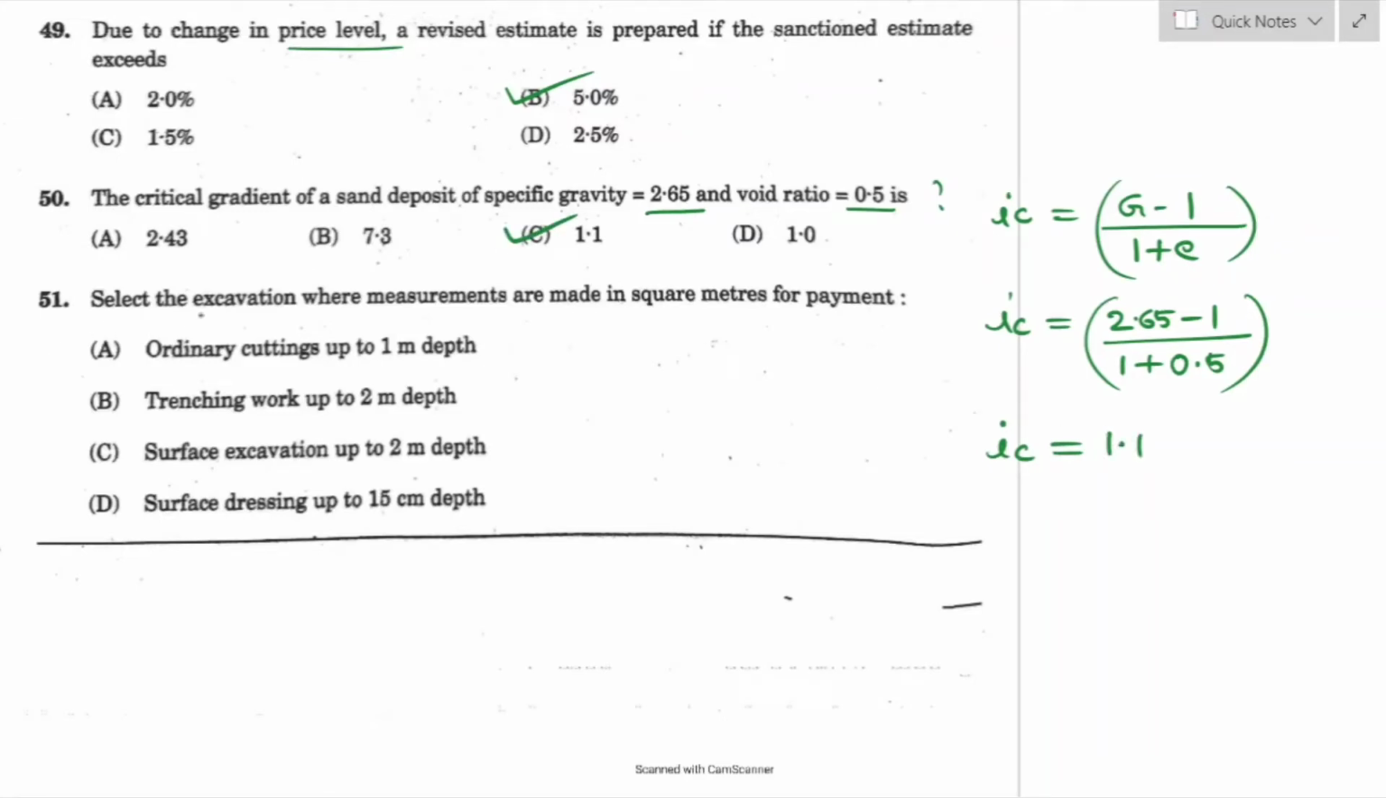Question number 51. Select the excavation where measurements are made in square meters for payment. We know that excavation is usually measured in cubic meters for any type of soil. However, according to ISI, excavation over areas not exceeding 30 cm and dressing not exceeding 15 cm is considered as surface excavation, stating that it has an average depth of excavation. So, if the depth of surface dressing is less than 15 cm and measurements are taken in square meters for payment, option D is the right answer.